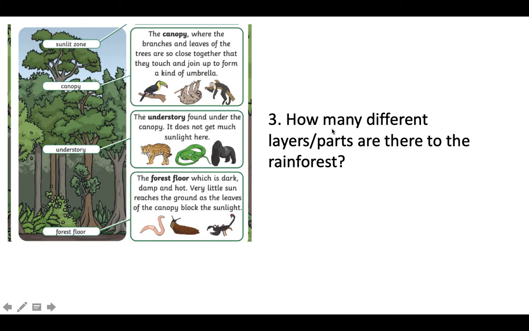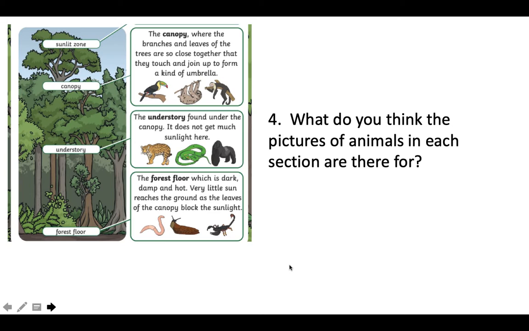Okay, so question number 3. How many different layers or parts are there to the rainforest? So you just need to put a number here. How many different layers or parts are there to the rainforest? Okay, fantastic. You should have got 4. Okay. And question number 4.